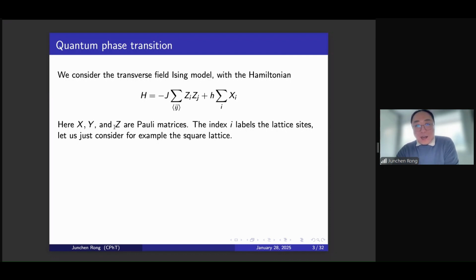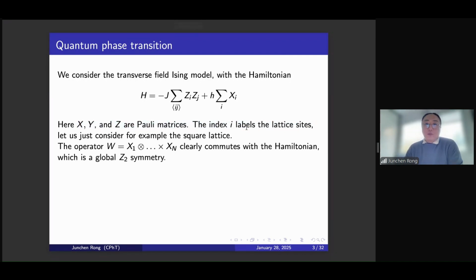X, Y, Z are Pauli matrices. So I'm talking about a Hamiltonian. I'm not talking about the Boltzmann measure. When we talk about finite temperature transitions, we usually talk about the Boltzmann measure. This is a Hamiltonian. And if you have infinite computational power, you can just diagonalize this Hamiltonian and you get the physics. But this is not easy. So the way to do it is to use whatever method you have, like simulation.